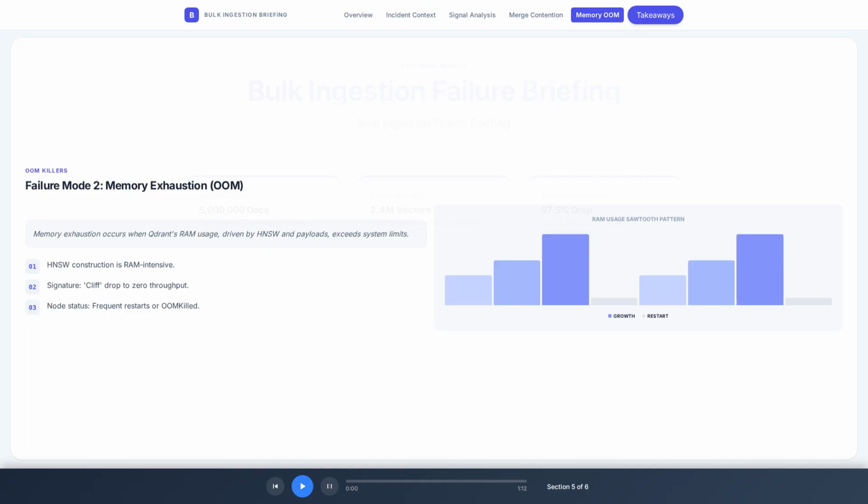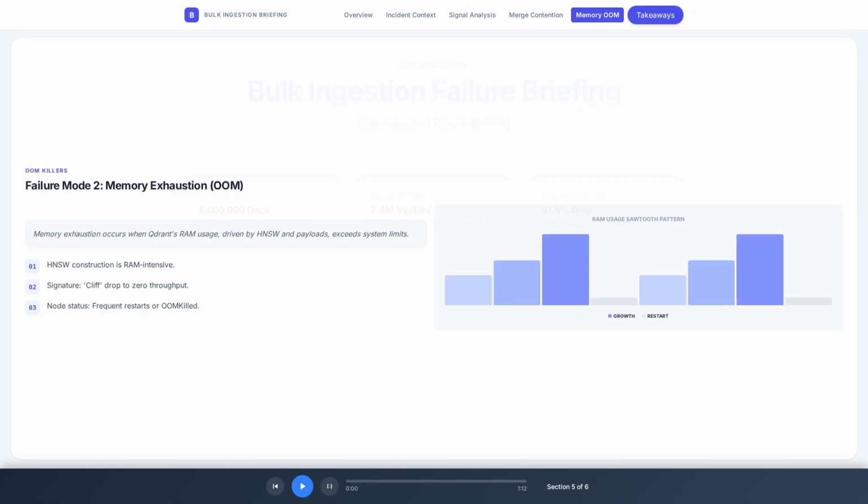Okay, so let's talk about another big failure mode. This one is called memory exhaustion. You might know it as an out-of-memory error, or an OOM error for short. Vector databases, you see, they just love memory. They need a lot of it. Think about things like the HNSW graph and storing your document data. It all adds up. Now, when you are ingesting a lot of data, your RAM usage can really shoot up.